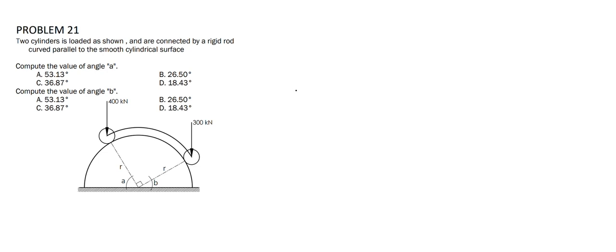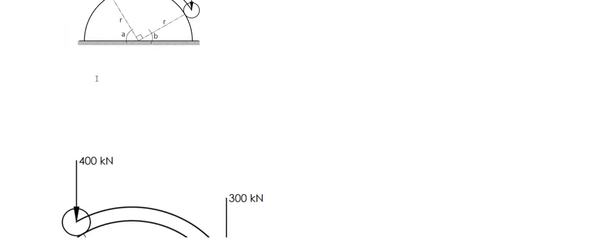We are given two cylinders loaded as shown, and they are connected by a rigid rod parallel to this smooth cylindrical surface. And we are tasked to compute the value of angle A and angle B. And to do so, we first construct our free body diagram.